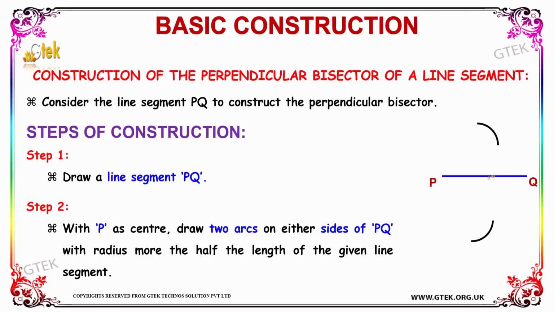You can see, with P as center, we need to draw two arcs. This was arc 1 and this was arc 2, on either side of PQ, with a radius more than half the length of the given line segment. So the arcs have been drawn over here, as you can see.